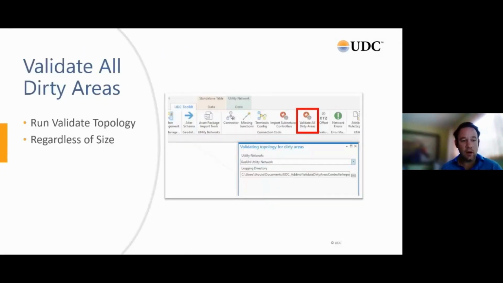We have a validate all dirty areas add-in. The reason for this add-in is sometimes when you validate your network topology, if you have a large enough database and a large enough set of errors, it could possibly time out every time you want to validate that topology. So what this does is it goes through each of your dirty areas, just the small dirty areas, one at a time, so that it can validate each one individually. It's a very short process for each one, so it's not timing out. And by the time it's done all of them, you've effectively validated all of your network topology, and hopefully you haven't timed out.